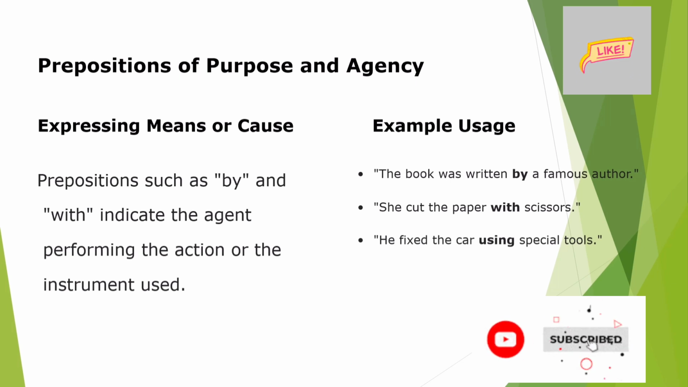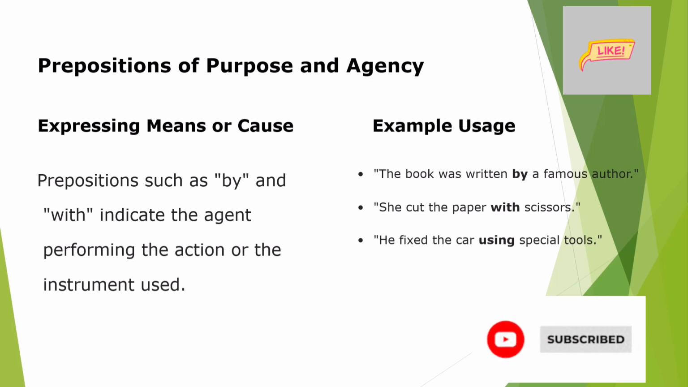For example, she cut the paper with scissors. He fixed the car with a wrench. The letter was written with a pen. How can we use it? Use with to tell what object or tool was used. Number 3, other related purpose prepositions. 1. For shows the purpose of an action.